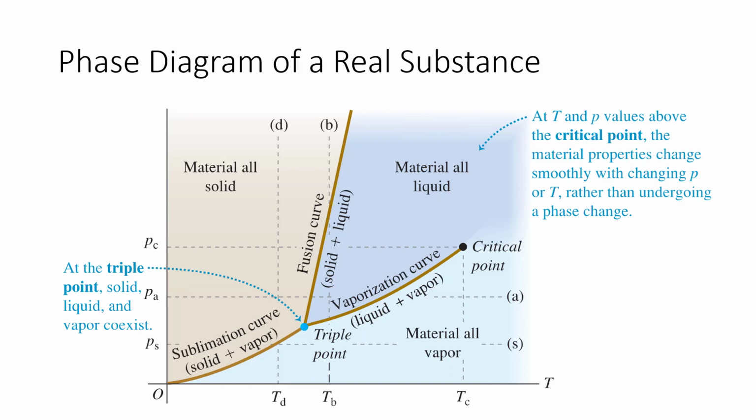In the last lecture we talked about PV diagram for a real substance. In this lecture we'll be talking about phase diagram of a real substance, in which we talk about how substances undergo phase transition from one state to another state as we change temperature and pressure.